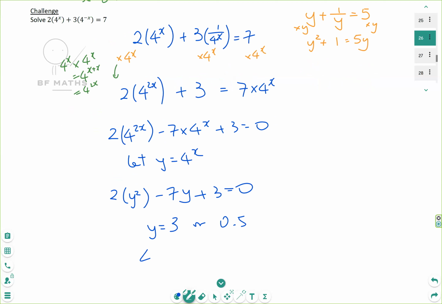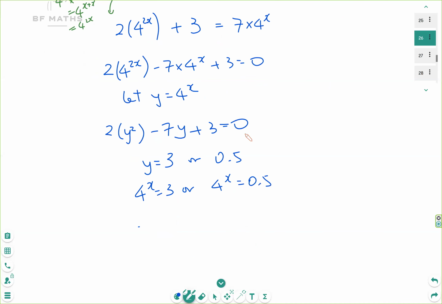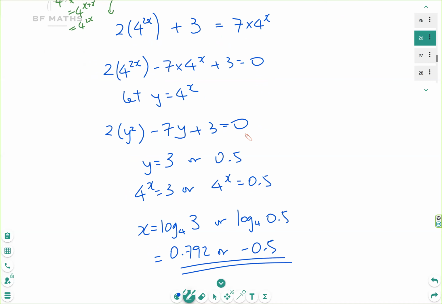So y is 4 to the power of x, so 4 to the power of x equals 3 or 4 to the power of x equals 0.5. So x equals log base 4 of 3 or log base 4 of 0.5. In this case, you get 0.792 or negative 0.5.